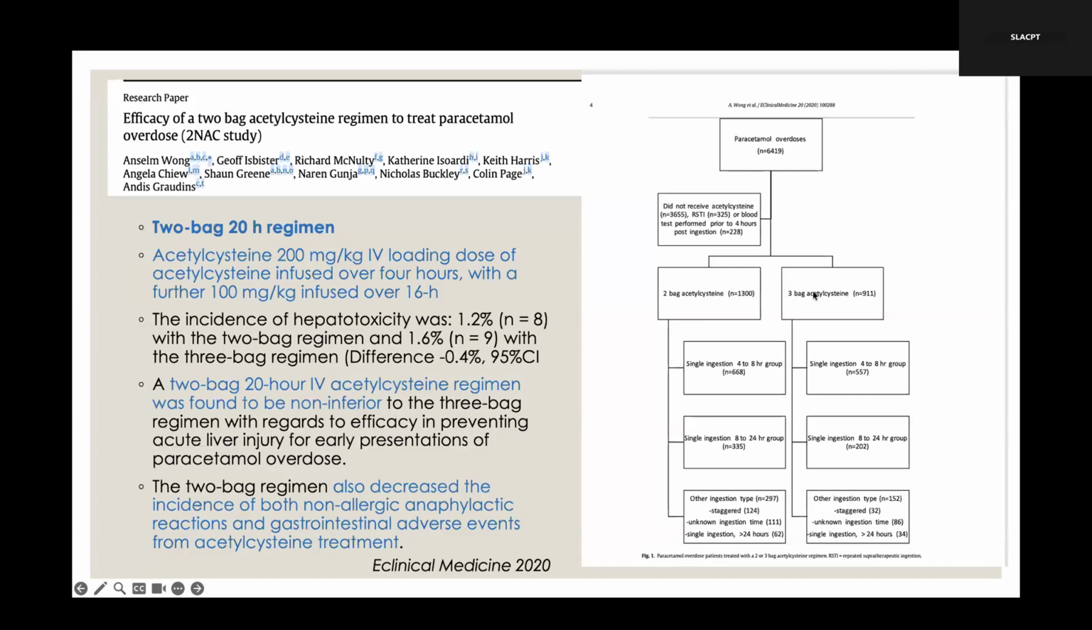So this is the trial basis which gave this two-bag 20-hour regime, and it was found to be non-inferior to the three-bag regime, and it decreased the non-allergic anaphylactic reactions and GI adverse effects also.